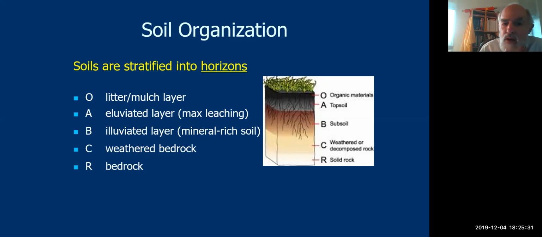Okay. Now, the weathered bedrock. Weathered means it's been chemically or physically modified.